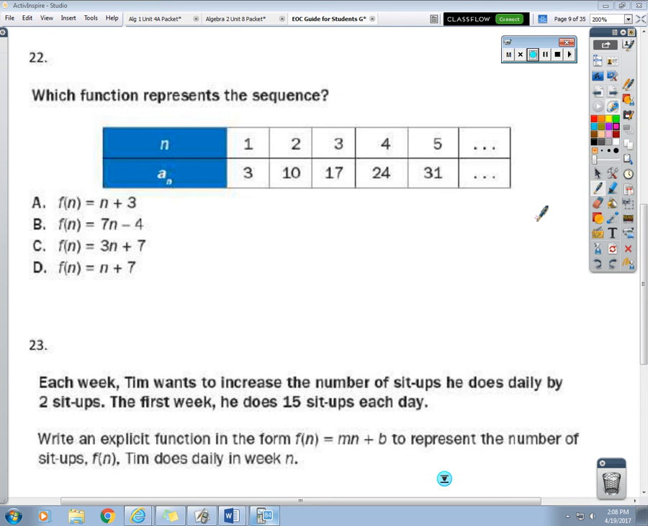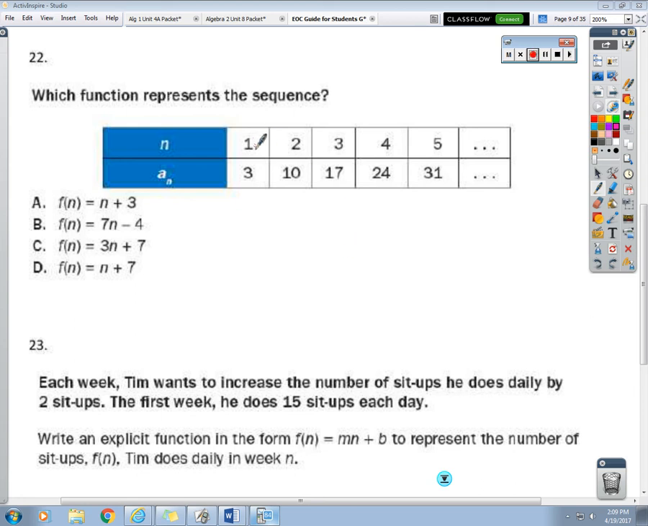Number 22, this is page 8. Which function represents the sequence? There are 3 ways to do this, okay? The first thing that you need to notice is what's going on in the sequence. Okay, so what's going on?